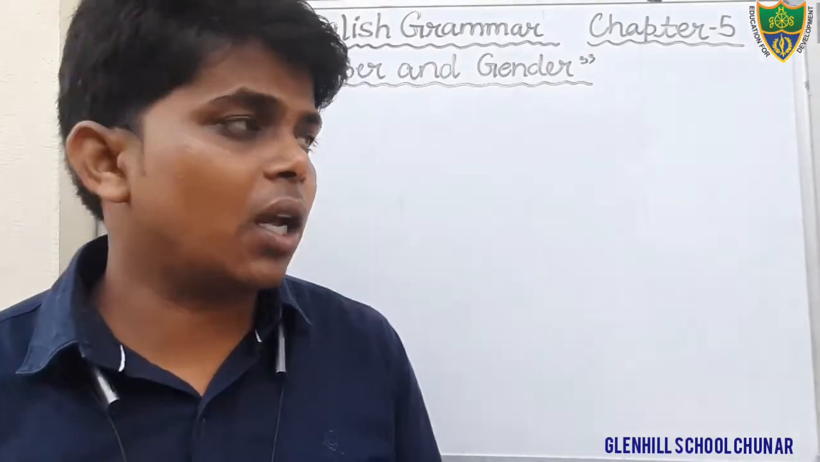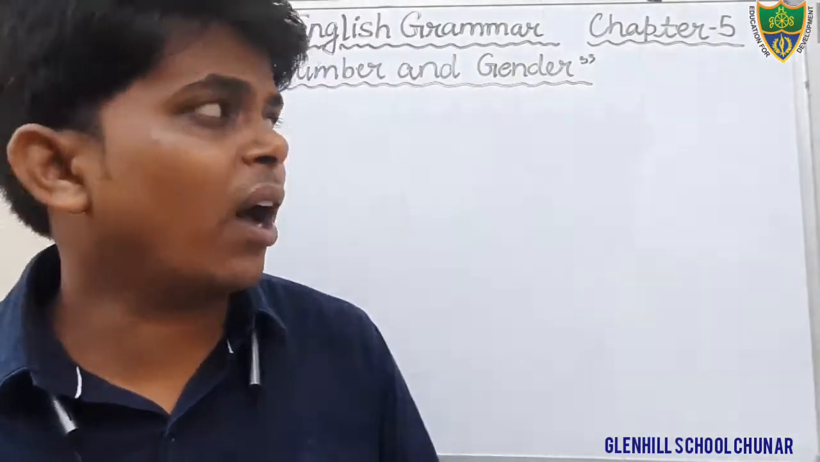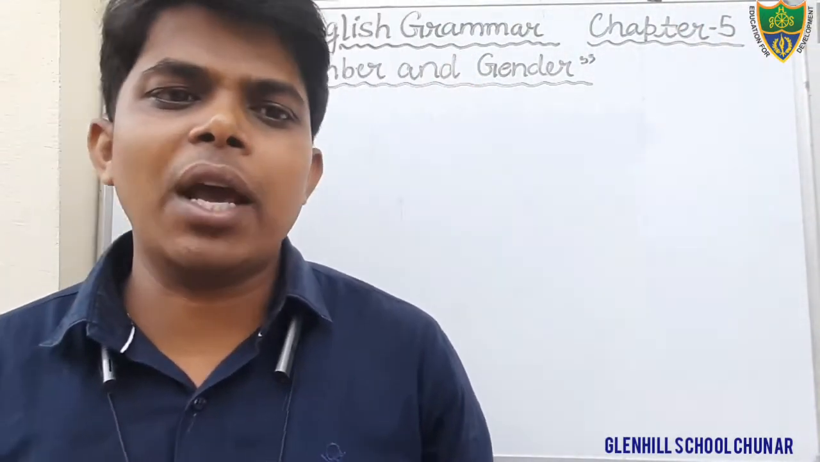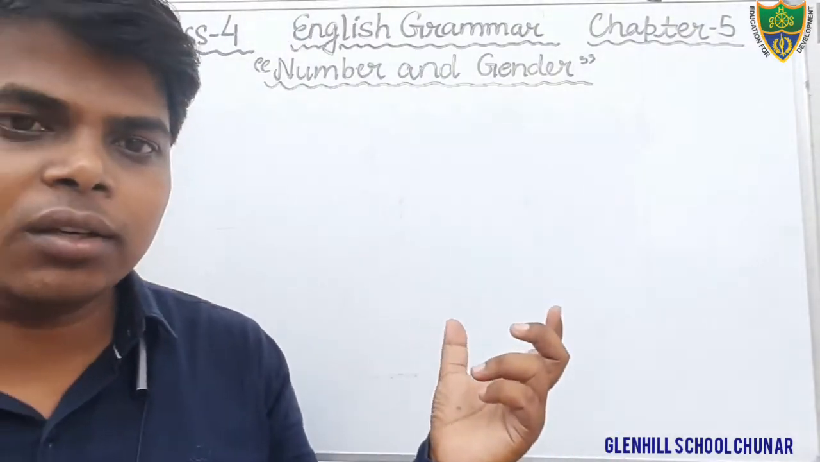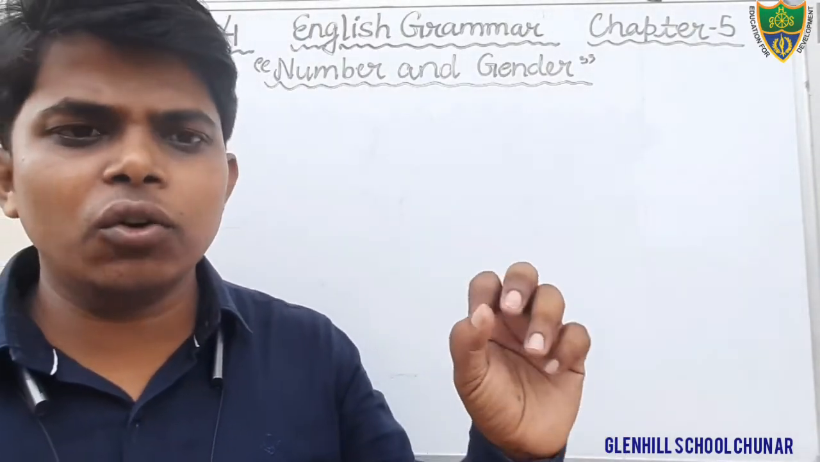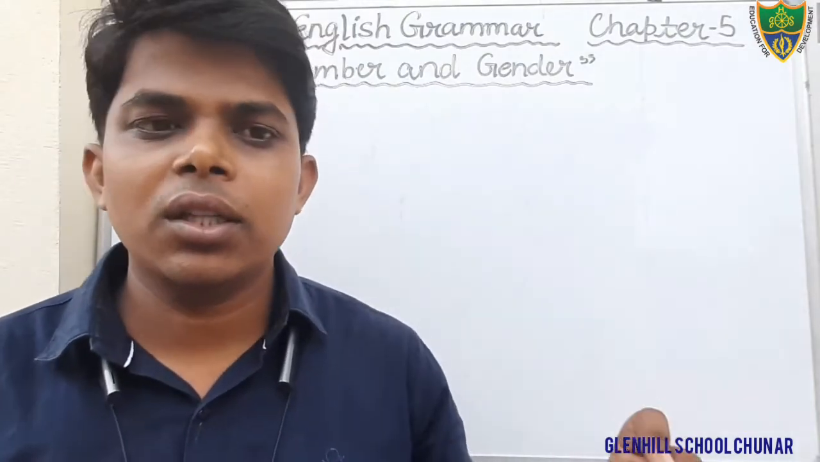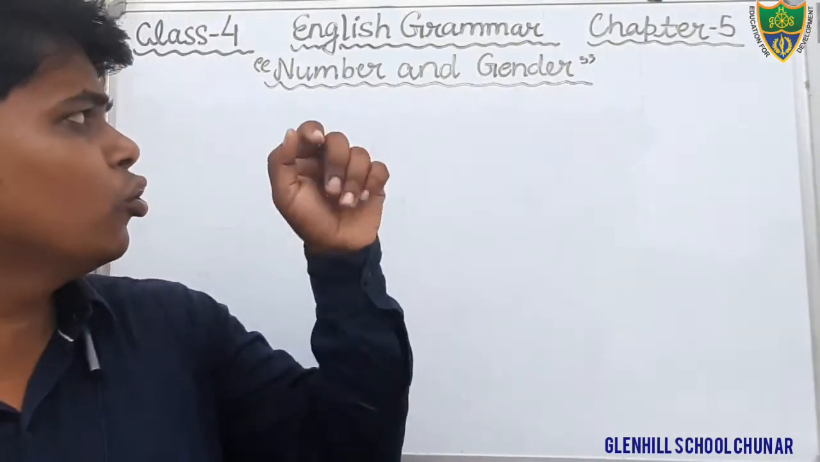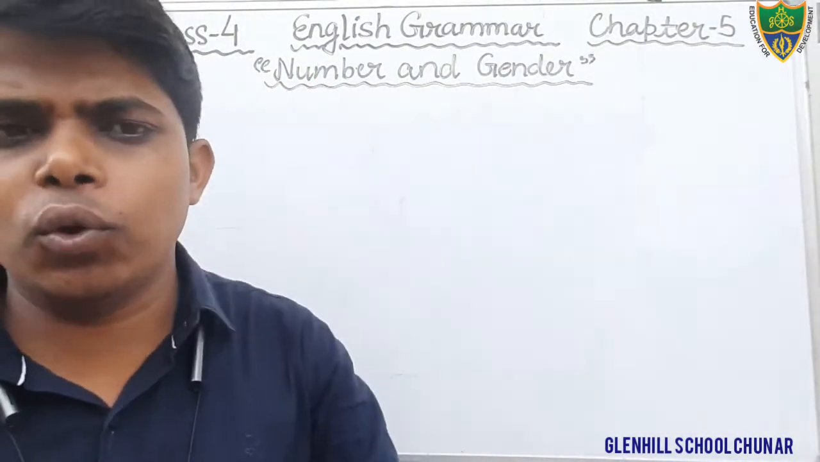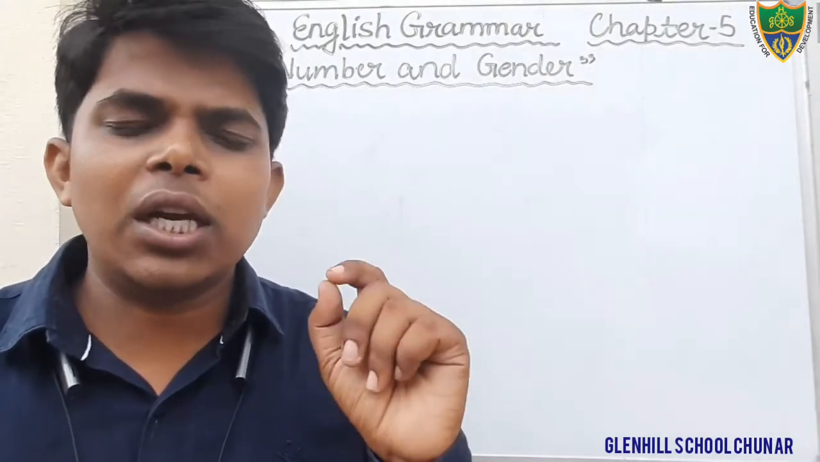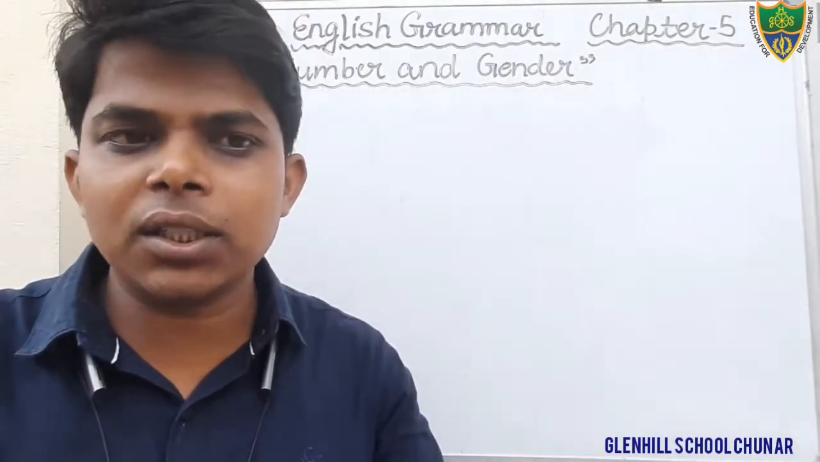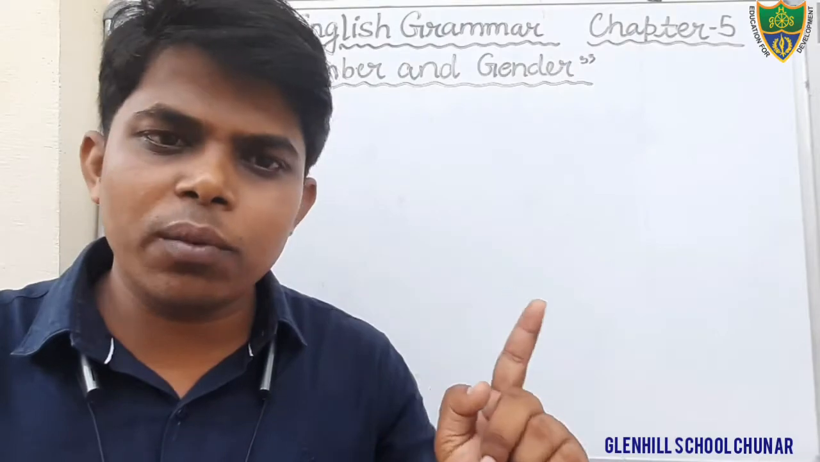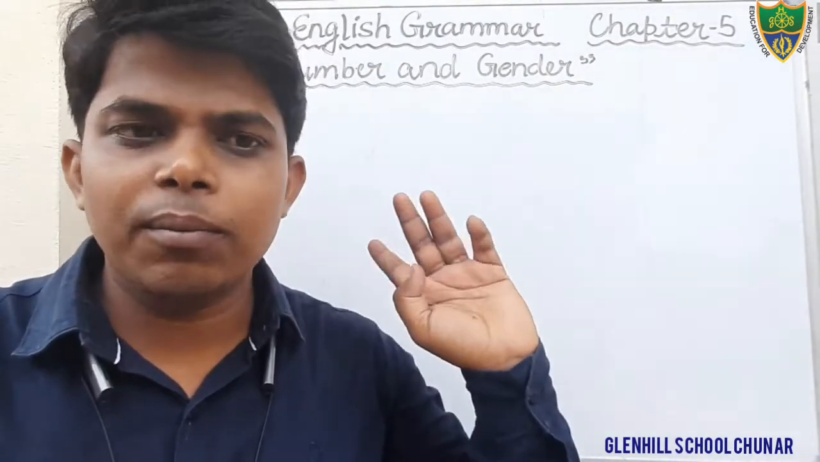Dear students, in the previous classes we were discussing chapter 5 of English grammar, that is number and gender. In this chapter we have read what is number. Number is counting. The noun which denotes that the given thing is one or more than one is known as number. I have also told you that there are two numbers, singular and plural. The noun which denotes only one thing or one person is known as singular number, and the noun which denotes more than one person and more than one thing is known as plural number.